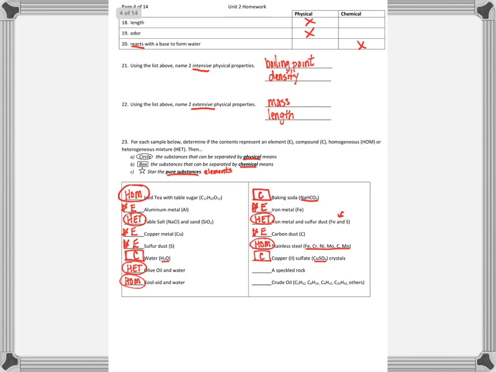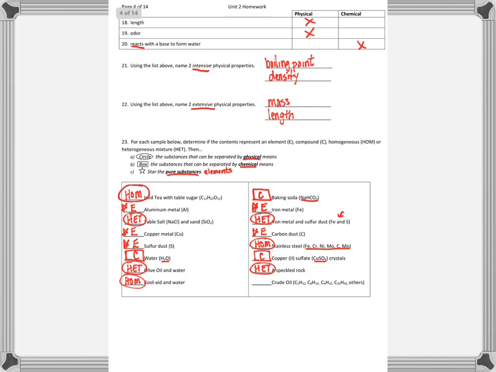A speckled rock, you can tell it's a mixture of rocks that probably got compressed to each other, and so that would be a mixture, so it would be heterogeneous because you can see the different parts of it. You can break that rock into smaller pieces and separate the two different colors.